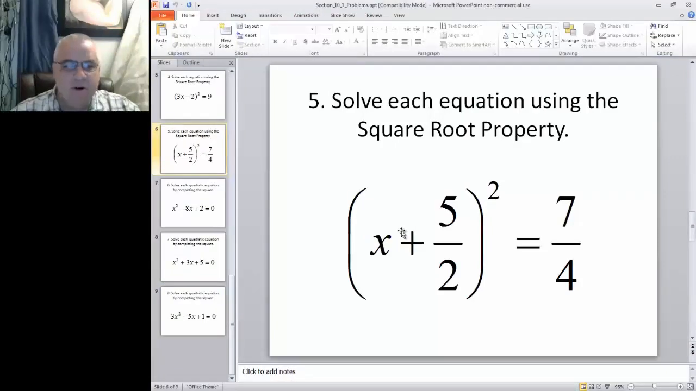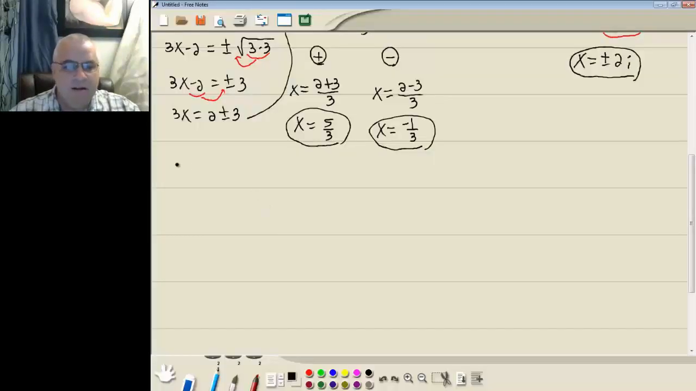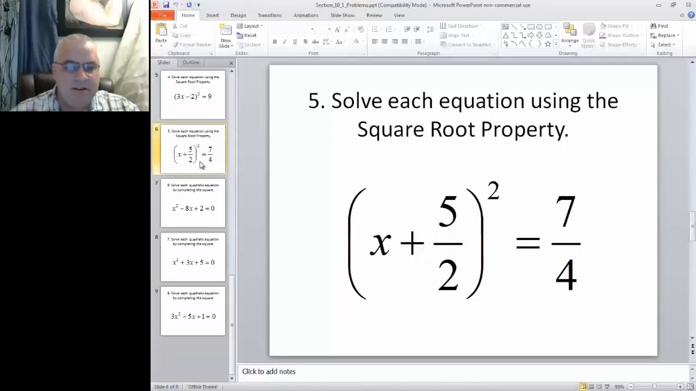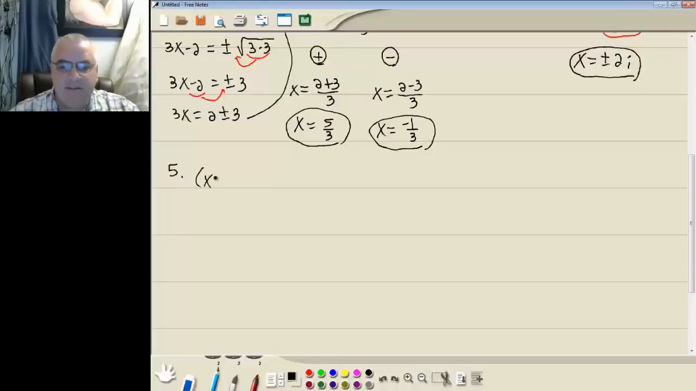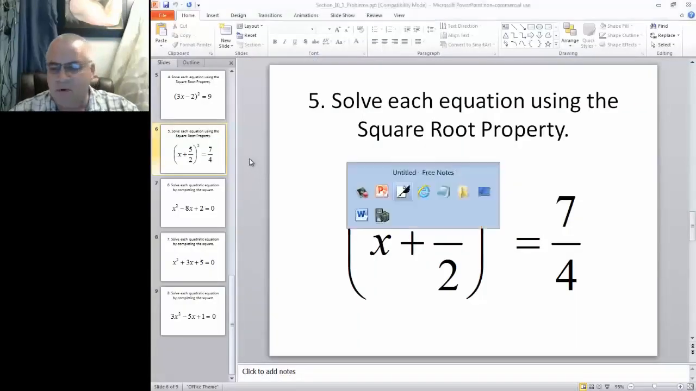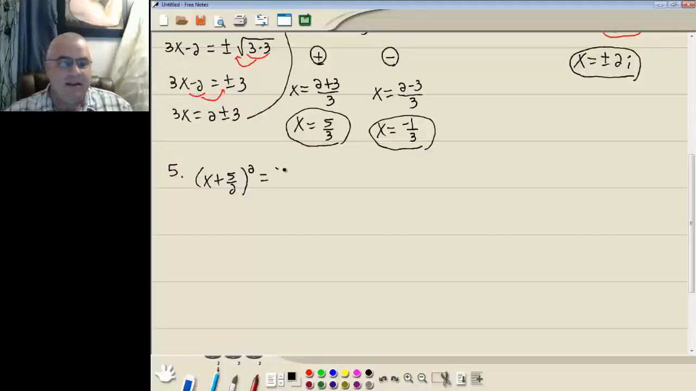Let's take a look at one more, and then we'll take a look at completing the square. So we got x plus 5/2 squared is equal to 7/4. Now again, all the square root property says is if you got something squared equal to something else, then you can apply it. So we'll apply it here. We'll drop our squared, and we'll put a plus or minus square root around the other side.